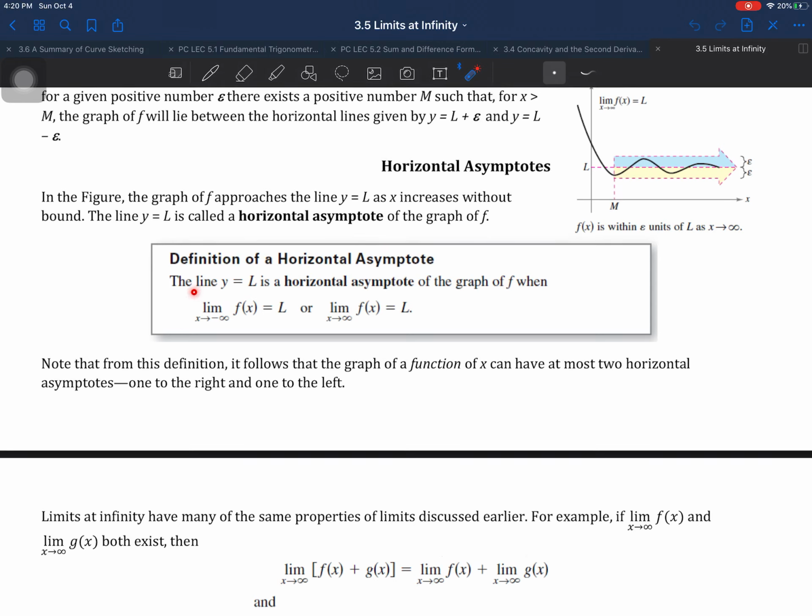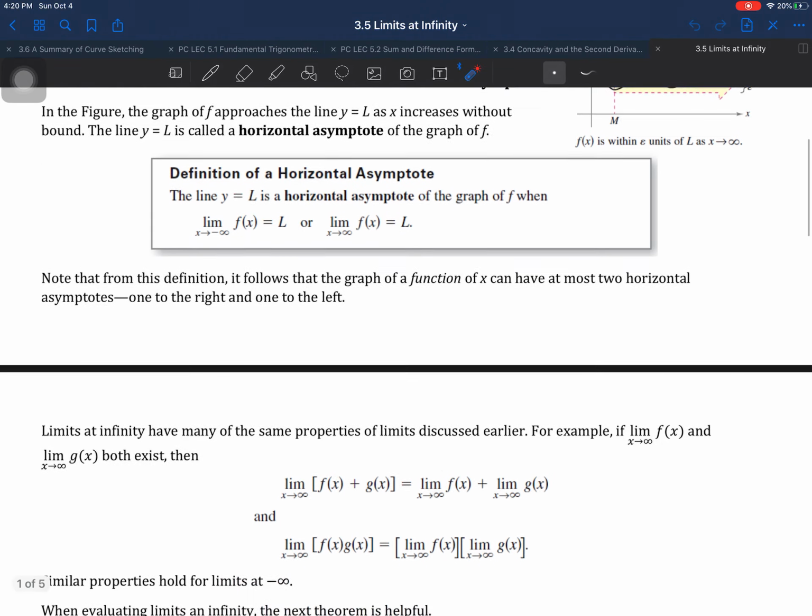It will be the line y equals L whenever the limit of f(x) equals L as x goes to negative infinity, or the limit of f(x) equals L as x goes to positive infinity. Now, you could have two horizontal asymptotes. This could give you one horizontal asymptote, and this could give you a different horizontal asymptote. But at most, you're going to have two.